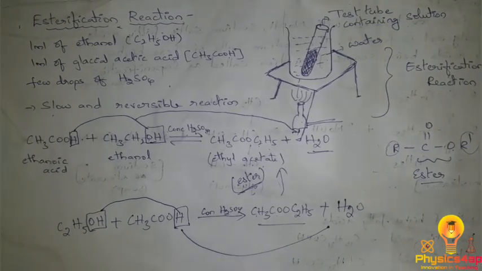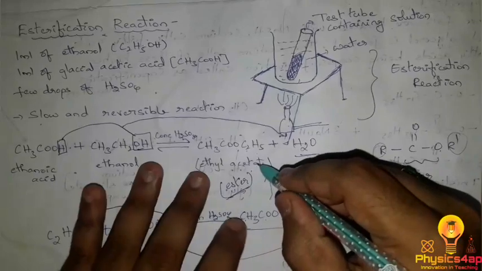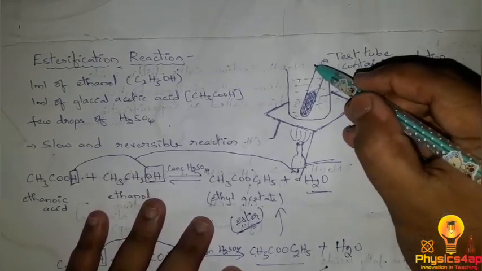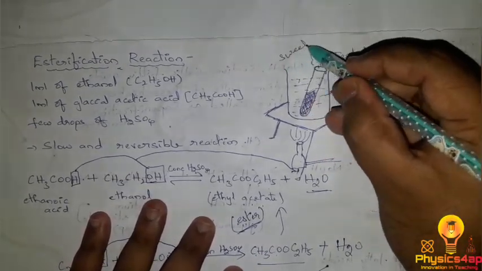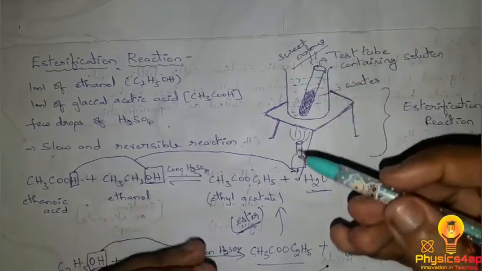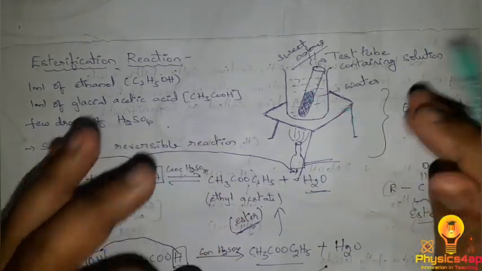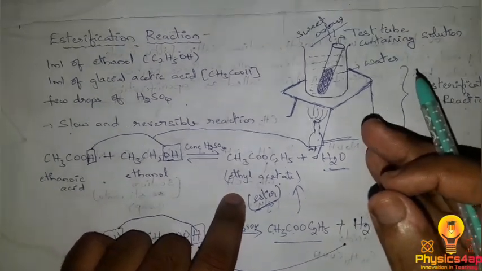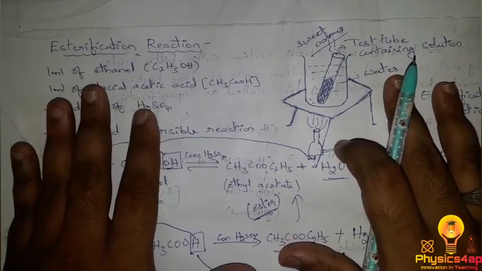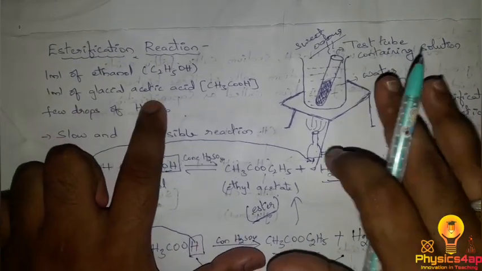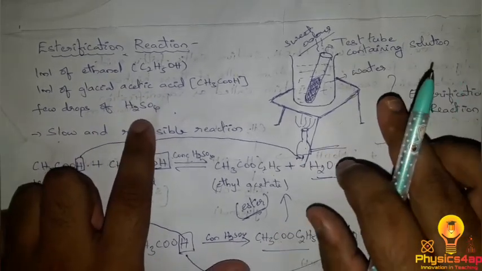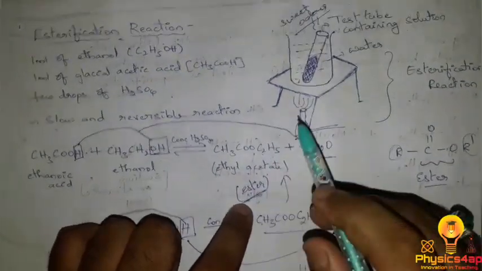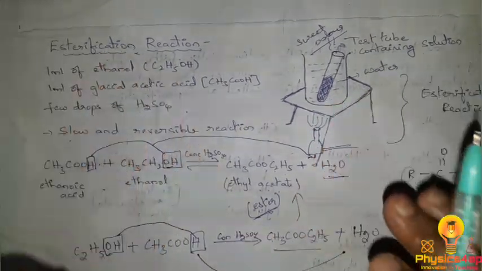How can you know that the compound we get from here is ethyl acetate? In this chemical reaction, as it is a slow reaction, after a few minutes you will get a sweet smell, a sweet odor. When we have this sweet odor, you need to understand that ethyl acetate has been formed. So this is about the esterification reaction. Esterification is the reaction in which ethanol and acetic acid combine in the presence of H2SO4 to form a sweet-smelling ester, and this reaction is called the esterification reaction.